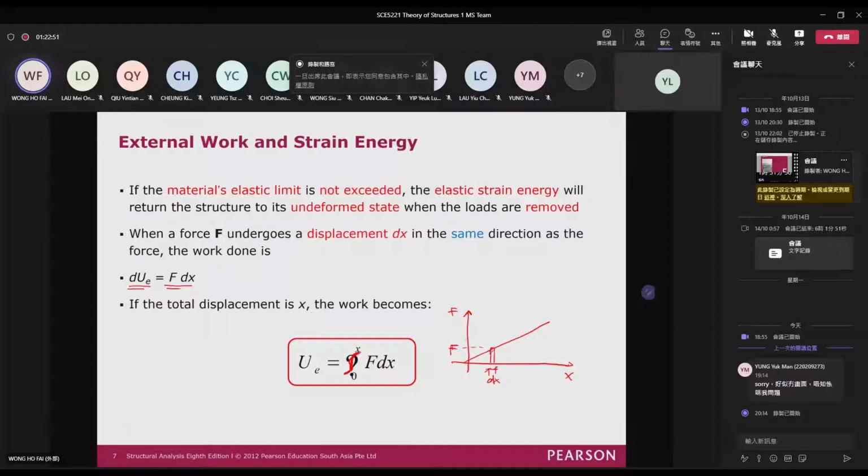If you want to find all the work done by the force along the path, you just add all these small elements together, and that forms the total area under this force displacement curve. So right here, you can see that the external work done is the area under this force displacement curve.